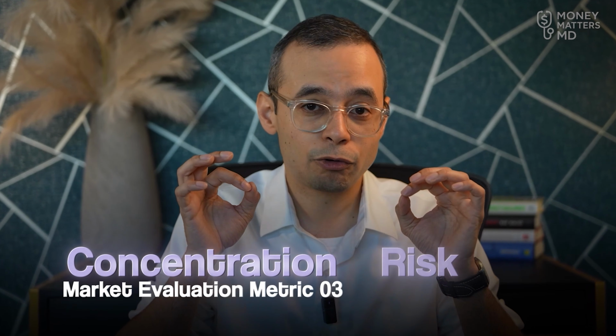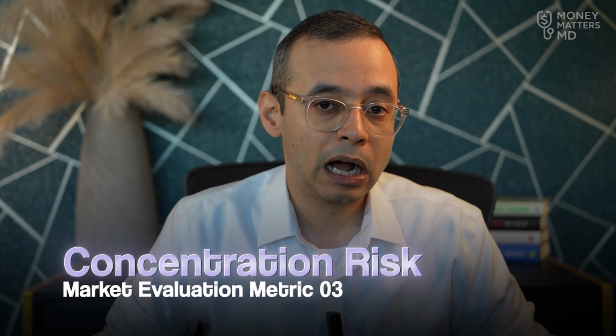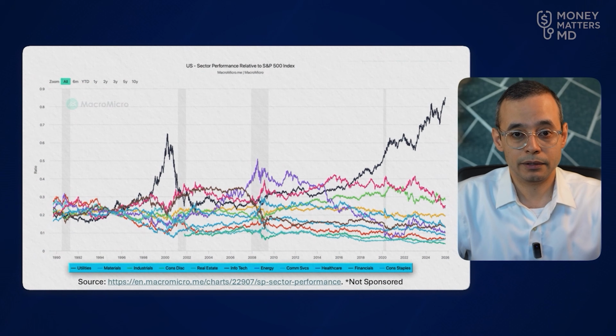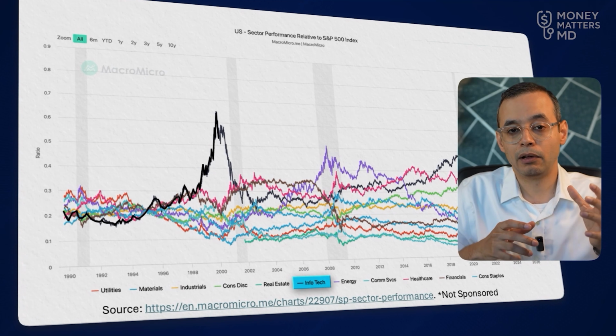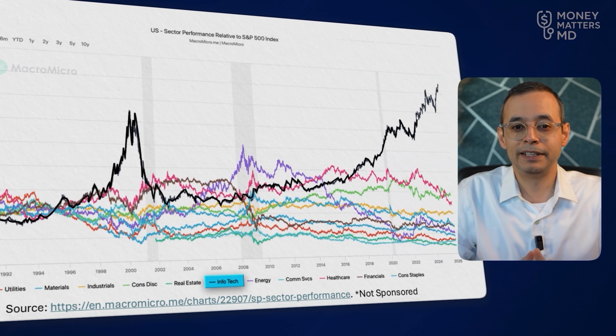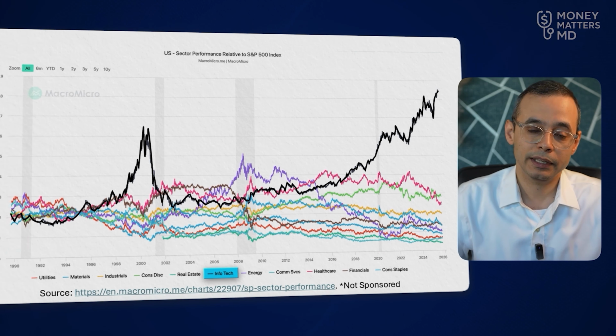Now, the third number I want to talk about today is concentration risk. The S&P 500 has 11 sectors and technology is just one of them. Historically, technology stocks have occupied around 15 to 20% of the S&P 500, but right now they're around 30 to 35%. We are really top heavy right now in the S&P 500.